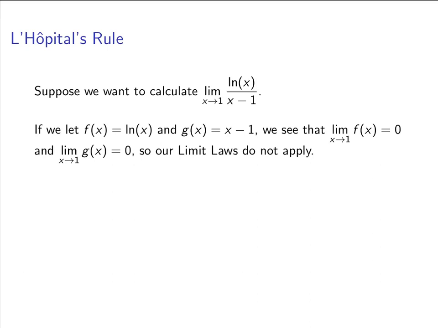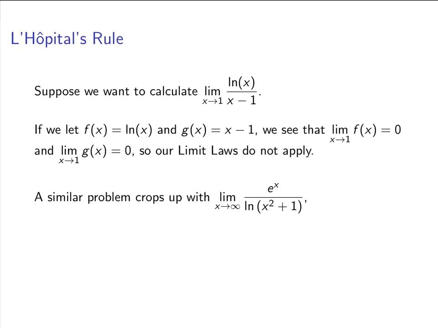Notice that the limit as x approaches 1 of f of x is equal to 0, and the limit as x approaches 1 of g of x is equal to 0. So that means our limit laws don't apply because we would end up with a 0 in the denominator, and we don't know what to do with that.